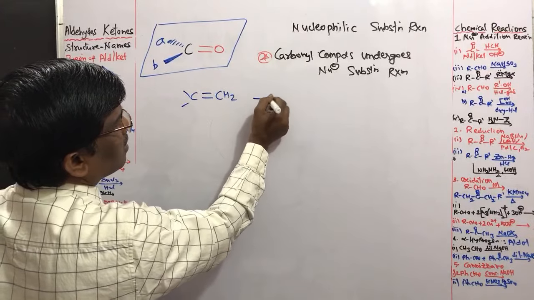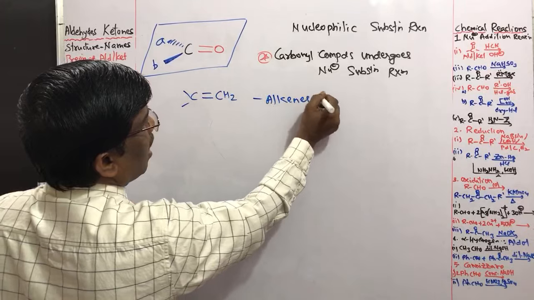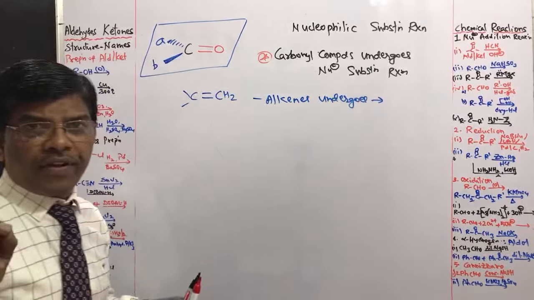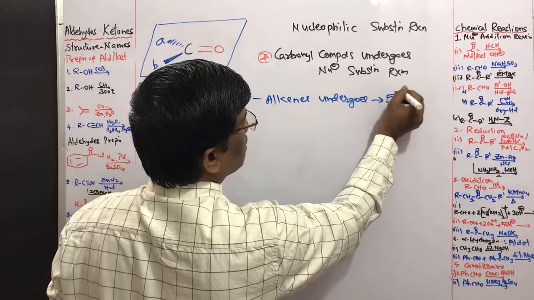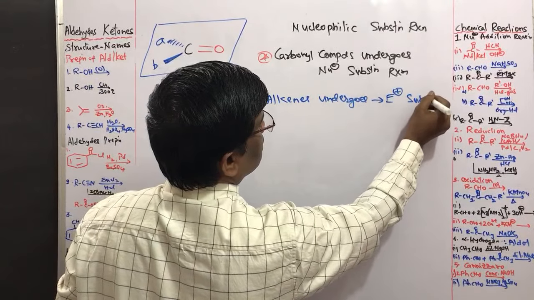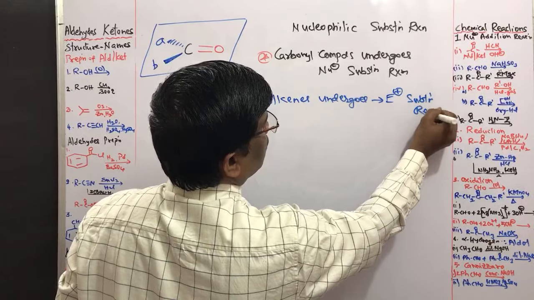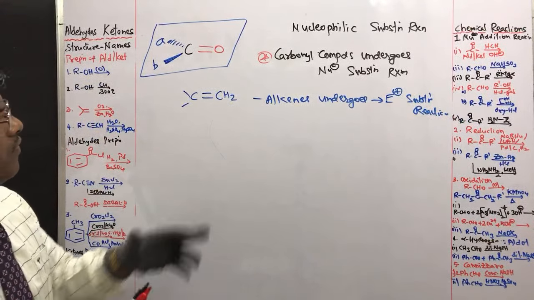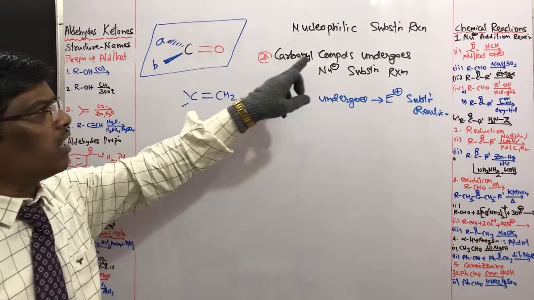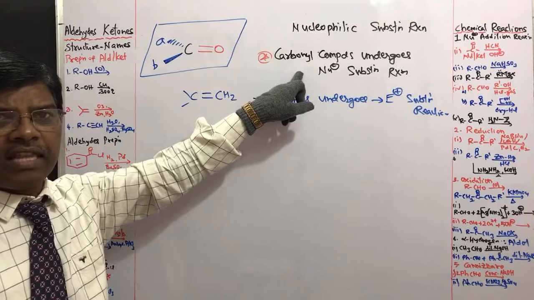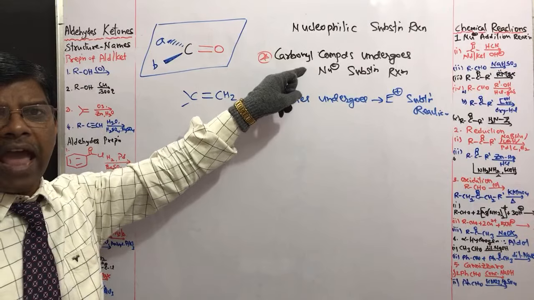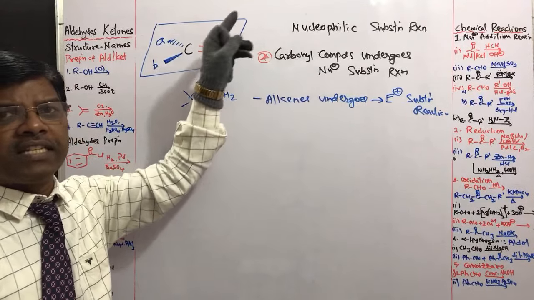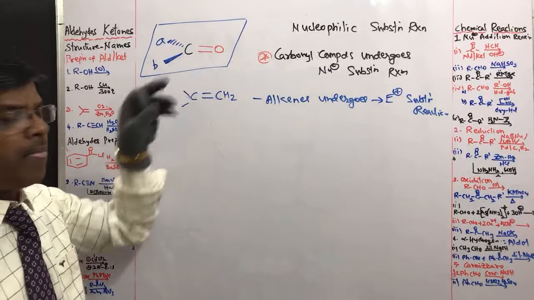alkenes undergo electrophilic substitution reaction. Yes, so this is a major difference: carbonyl compounds undergo nucleophilic substitution. That means the reagent to be added is a nucleophile. Nucleophile first adds to the carbonyl carbon.